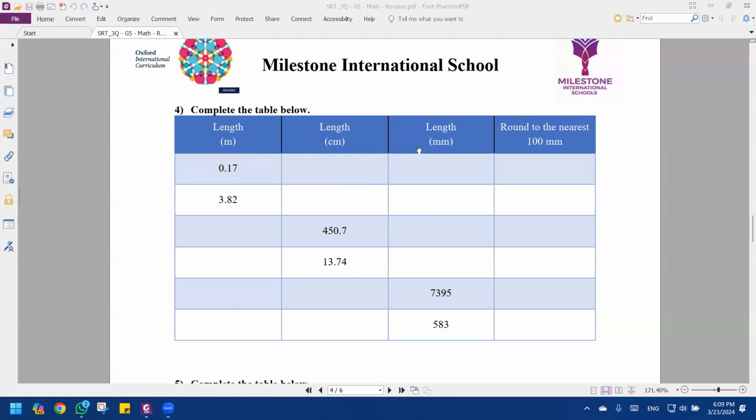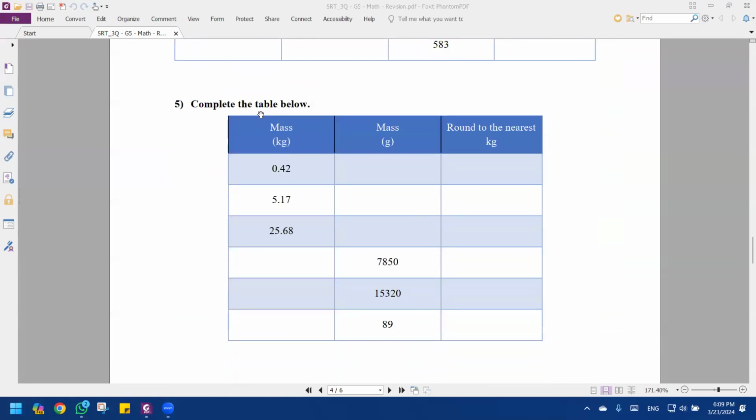Now this is for the lengths. Now for the mass. Here we have mass kilogram in gram and then round to the nearest kilogram. Okay, I will keep the rounding also to the last thing. Now from kilogram to gram, I'm going from bigger unit to smaller unit, so I multiply. From kilogram to gram, we said mass and capacity is very easy. Everything is 1,000. We multiply by 1,000.